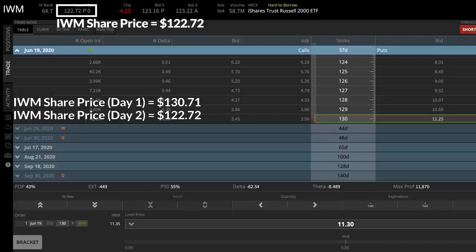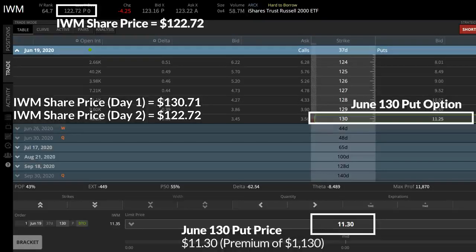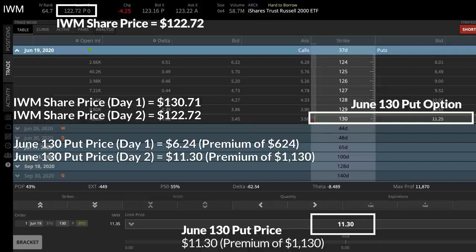If we look at the 130 put option in the June expiration cycle in this second image, with IWM's share price significantly lower, we can see that the 130 put in the June expiration cycle is trading for $11.30, meaning that the option has a value or premium of $1,130. The put option's value surged because the share price of IWM fell.